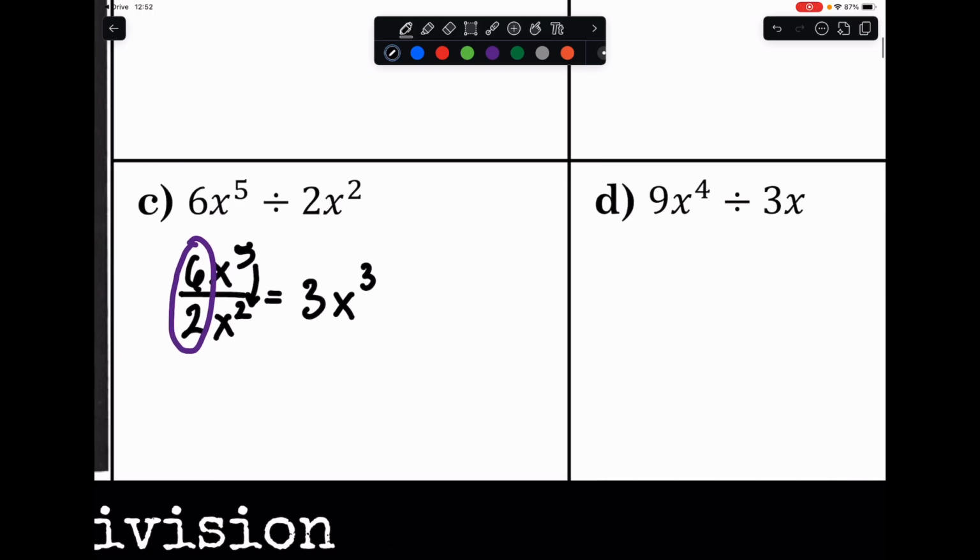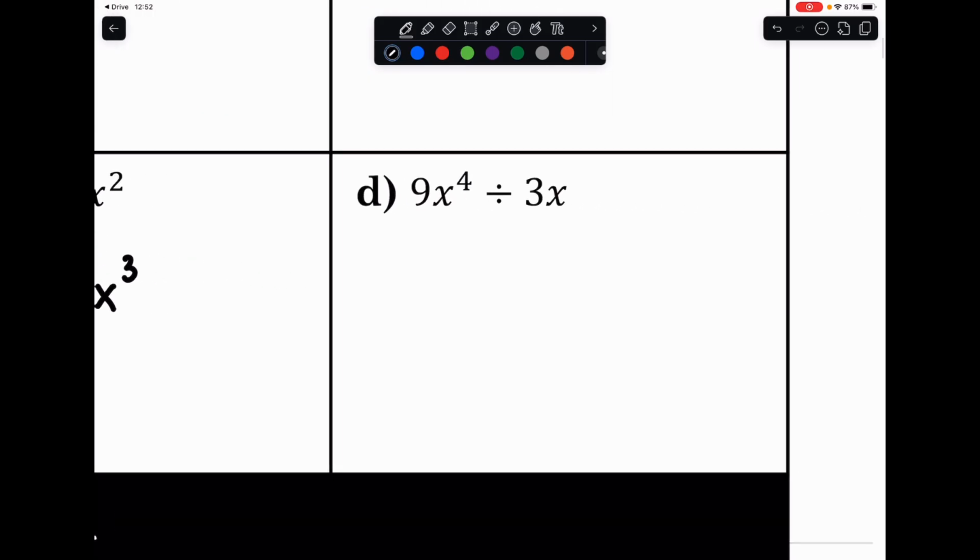And then the same thing with the last example. So this one right here, 9 divided by 3 is 3. And to divide our variables, x to the fourth divided by x to the first power, we would get the difference between 4 and 1, which is 3. So this would give us a quotient of 3x to the third power.